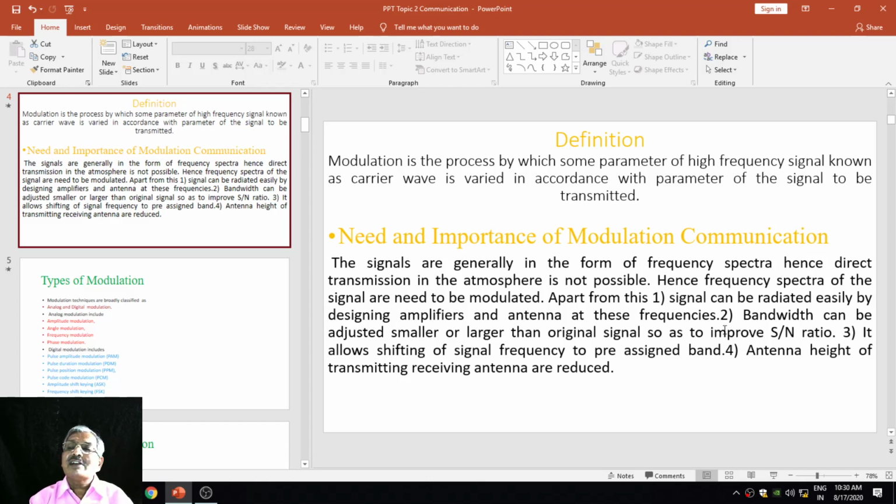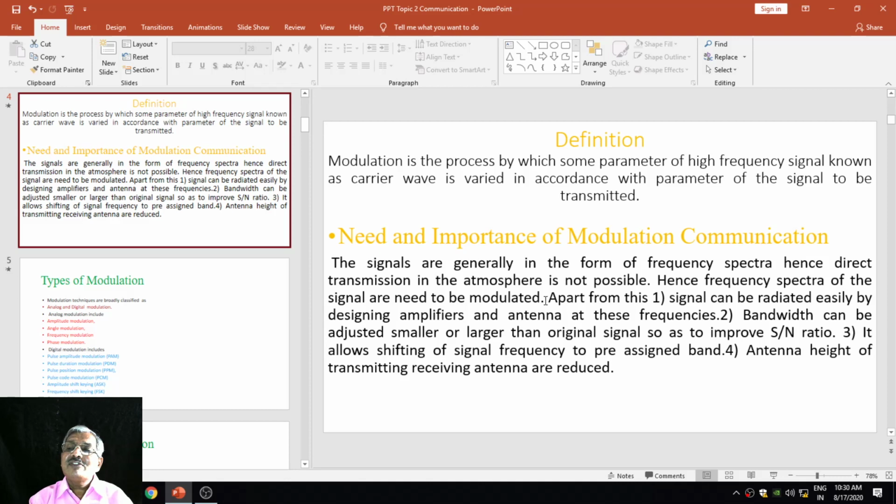And this frequency spectrum can't be transmitted directly in the atmosphere to cover a long distance. So that's why we can say the signals are generally in the form of frequency spectra. Hence, direct transmission in the atmosphere is not possible. Therefore, the frequency spectra of the signal need to be modulated. So this clearly gives why modulation is necessary.